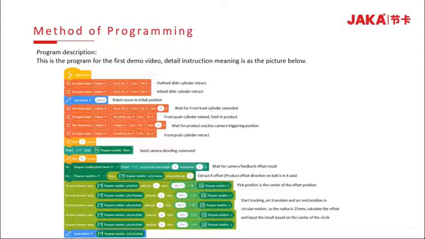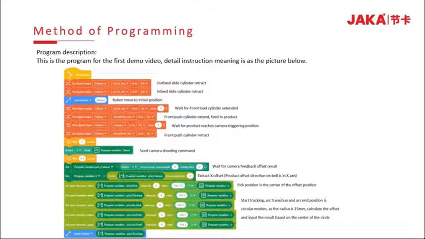First of all, set the outfeed and infeed slide cylinder as the initial status. Then, wait for the front load cylinder to extend to fit in the product, then start capturing while the product reaches the camera triggering position. Retract the front push cylinder. Wait for 2 seconds for the camera to process and start capturing. Wait for another half second for the camera feedback and read the X offset from that.